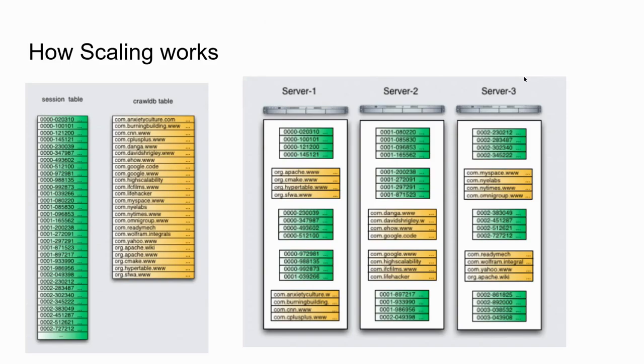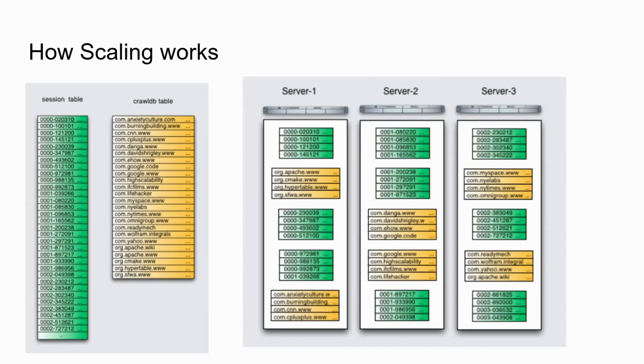So next we'll be talking about how scaling works in Hypertable. This section will only be talking about scalability. So let's say the system has been loaded with the following two tables. The left hand side is the first diagram. In that you can see two tables, a session ID table and a crawl database table. As you can see, the data is naturally arranged. Over time, what happens can be seen on the right hand side.